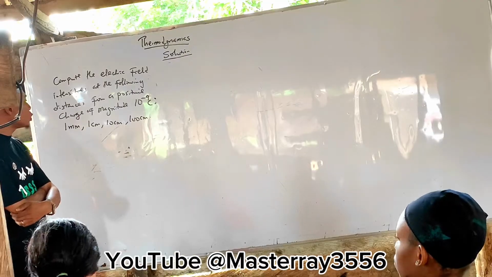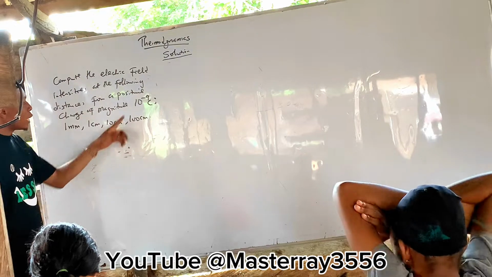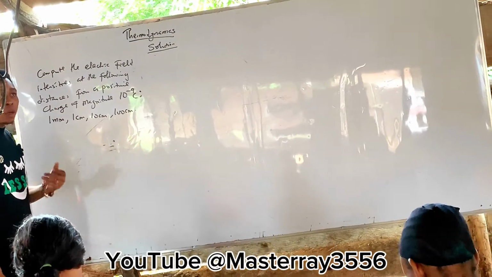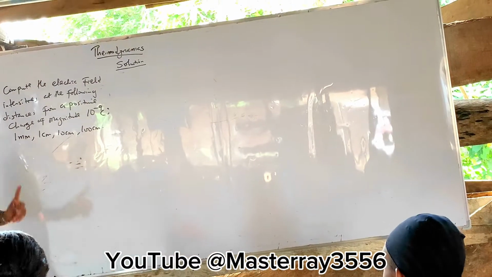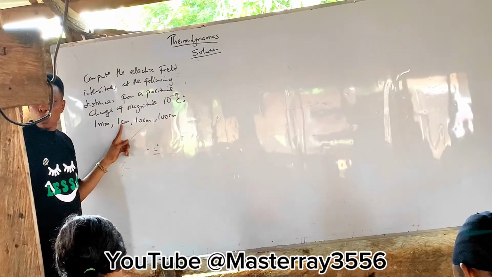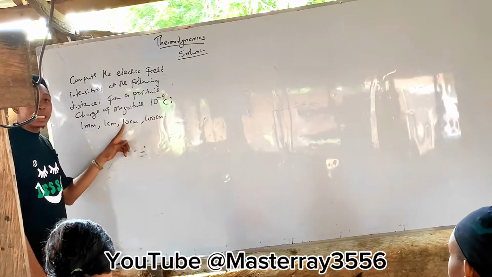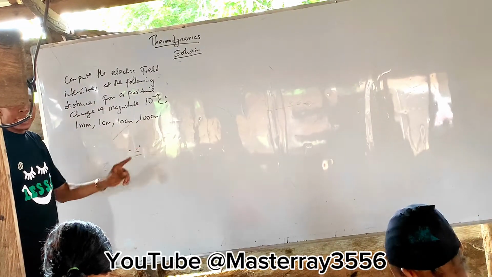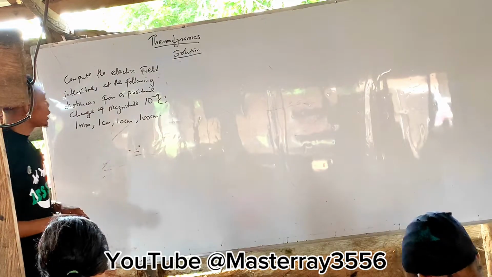This is from a positive charge of magnitude 10 raised to power minus 9 coulomb. So we are giving the distances. Now we are going to calculate it at 1 millimeter. You also calculate it at 1 centimeter. You also calculate it at 10 centimeter. You also calculate it at 100 centimeter. Now please pay attention.